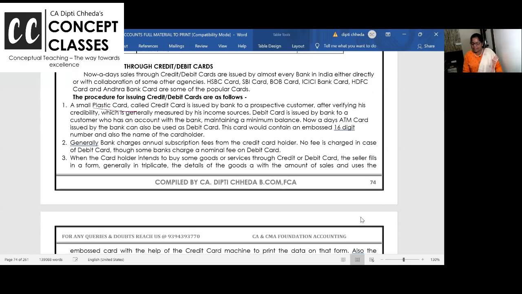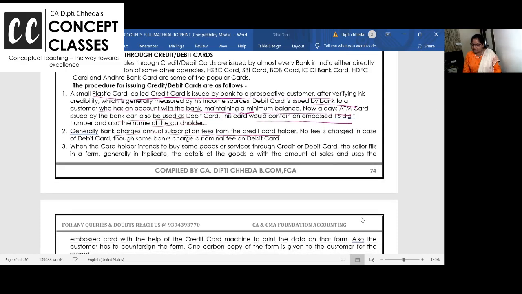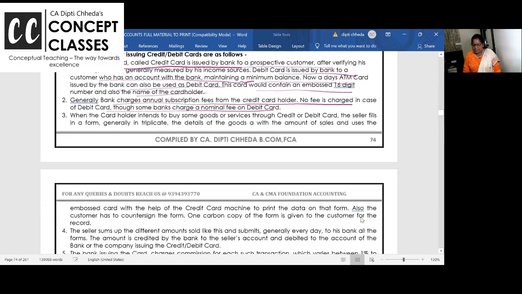A small plastic card called credit card is issued by bank, after verifying all the details, and debit card is issued by bank to a customer who has an account with the bank. Credit card, you are allowed to use extra of what you have. Debit card, whatever is there in your account, you have to use it. This card would contain a 16-digit number and all. Bank charges annual subscription for credit card, no fees is charged for debit card. But credit card, yes, they are charging.